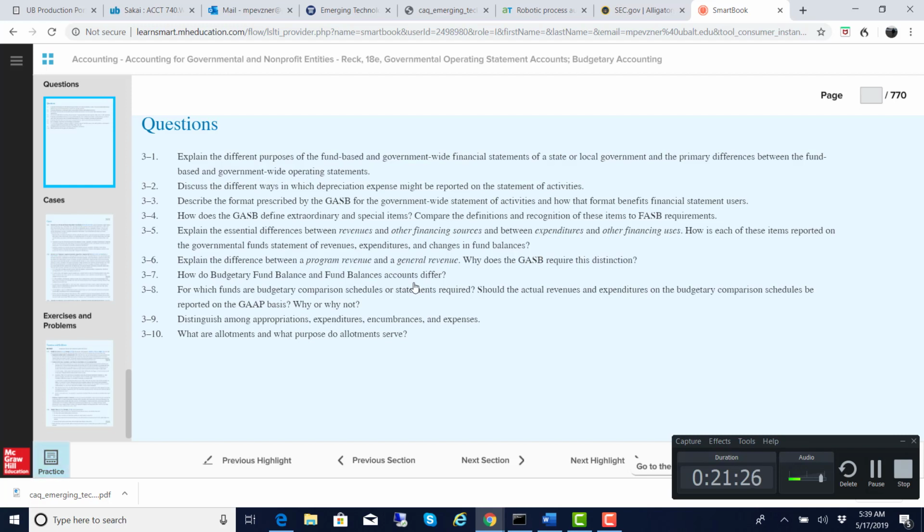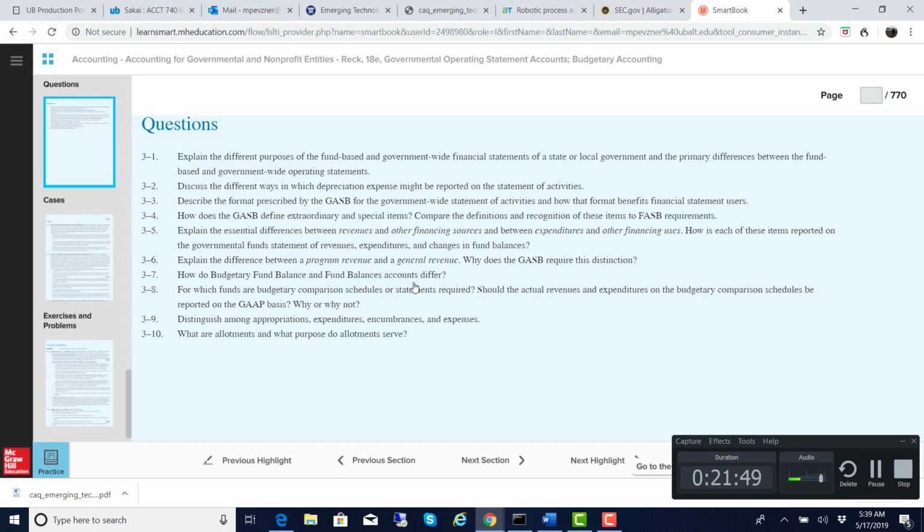All right, question 3.9, distinguish among appropriations, expenditures, encumbrances, and expenses. As I already mentioned, appropriations are estimated expenses for budgetary purposes. Expenditures are actual expenditures that the fund spent. Encumbrances are essentially, for budgetary purposes, committed expenditures.